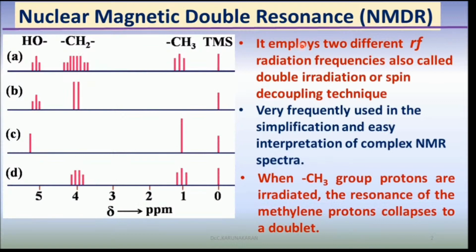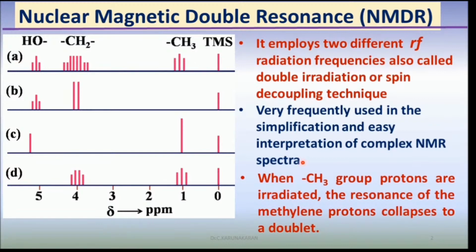Here we will study the nuclear double resonance NMR technique. In the double resonance NMR technique, two different radio frequency pulses are used, called double irradiation or spin decoupling. It is a very useful and advanced NMR technique for simplification and interpretation of complex NMR spectra of complicated molecules, protein molecules, etc. For example, here I have shown the NMR spectrum of pure ethanol.